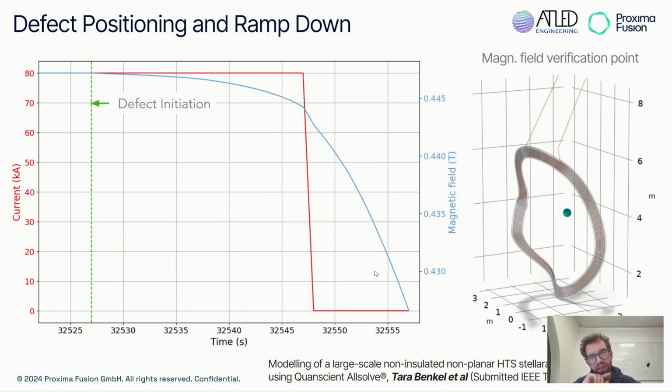You see the magnetic field on the right, and here the magnetic field is still pretty much constant. It's similar to what Mika showed, but reversed. What I mean is that even if we remove the current, we still have all the energy stored in the coil, in the magnet, in the double pancake, and it will take time before the magnet is completely de-energized.